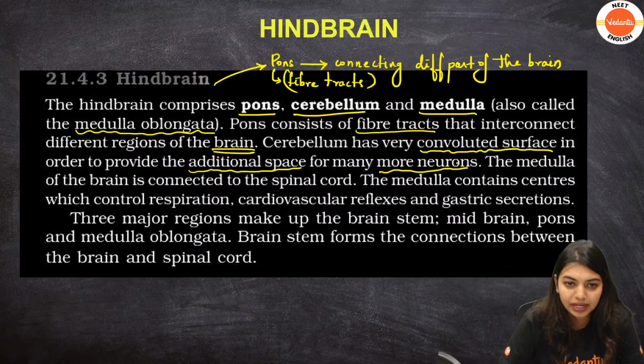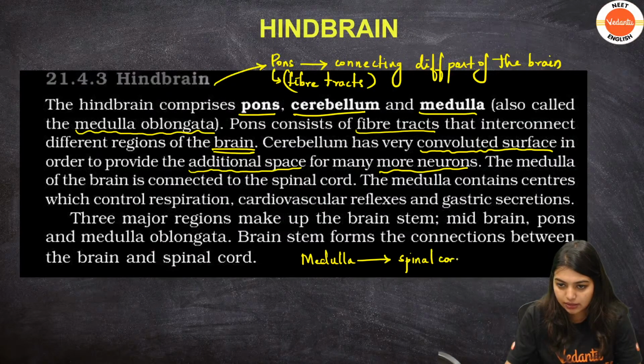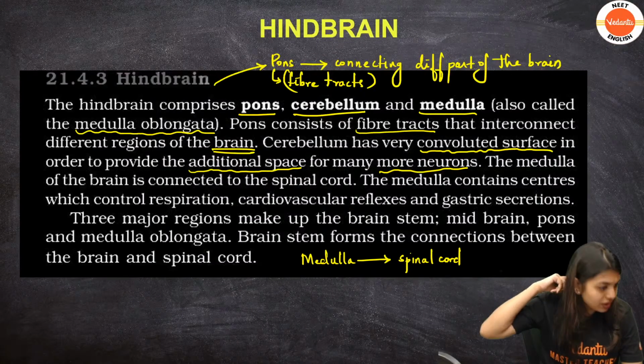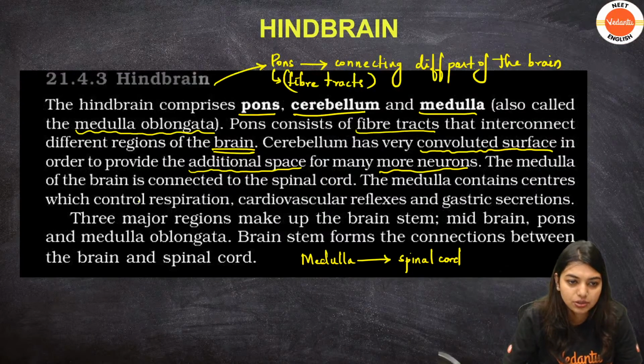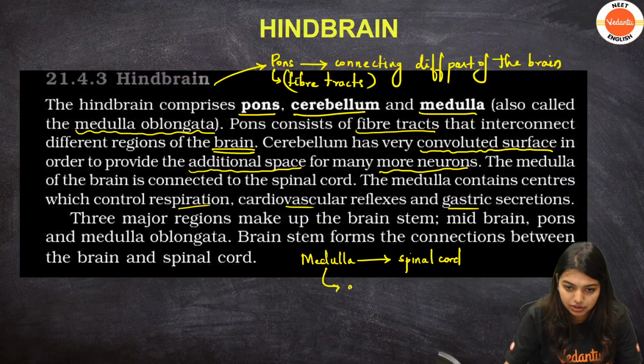Now the medulla of the brain is connected to the spinal cord. I told you the medulla is opening to where? To the spinal cord. That is the reason the medulla should not be harmed in any way. If any person hits you here, there are chances that it will lead to death. The medulla consists of centers which control respiration, cardiovascular reflexes, and gastric secretion. This also we will mention here, gastric secretions.